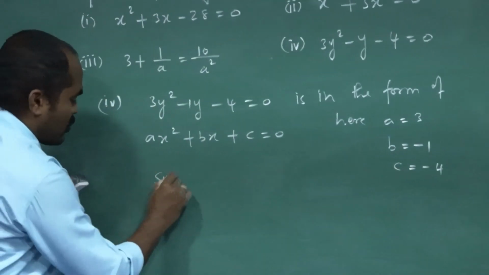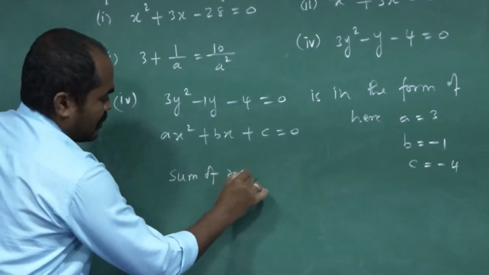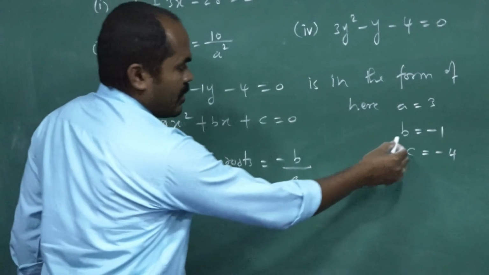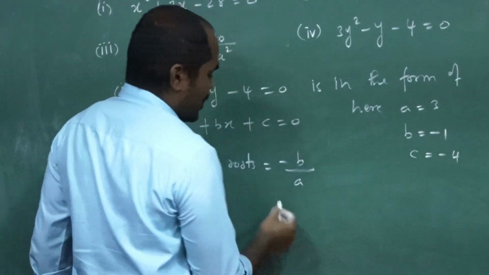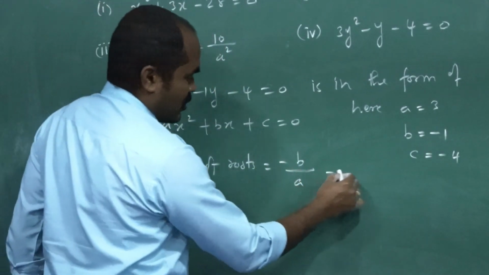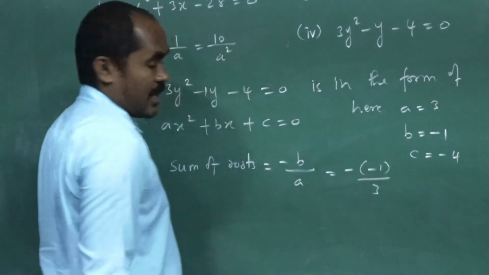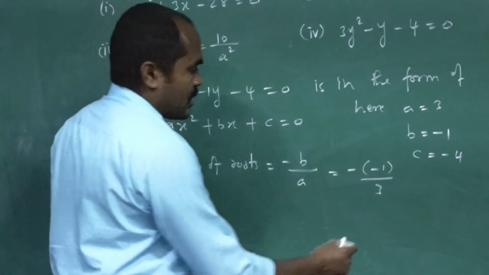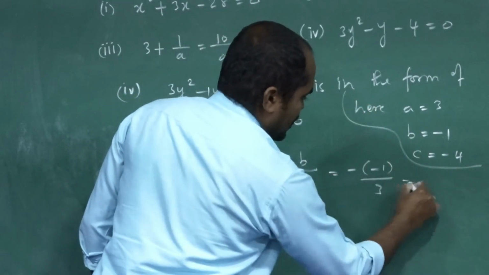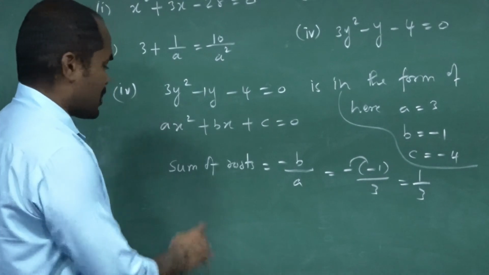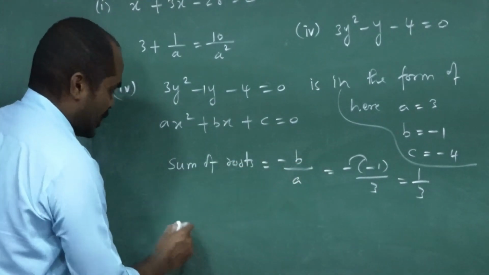So sum of roots formula is minus b by a. So you know b value is already minus 1. Formula having minus, so write minus of minus 1 by 3. This becomes 1 by 3 because minus into minus is plus, 1 by 3. So sum of roots is 1 by 3.